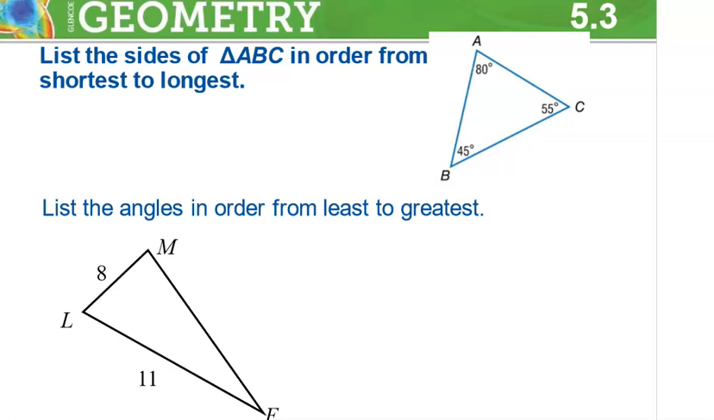So if we list the sides of a triangle ABC in order from shortest to longest, this is the small side, small angle, so this has to be the smallest side. This is the medium angle, so this has to be the medium side. This is the biggest angle, so this has to be the biggest side.